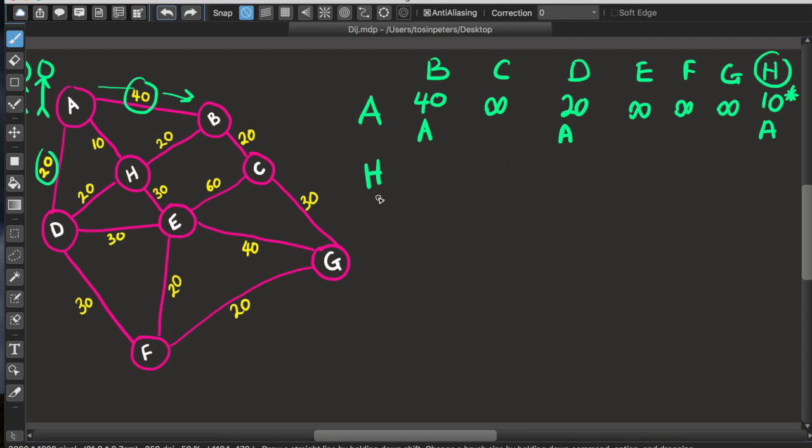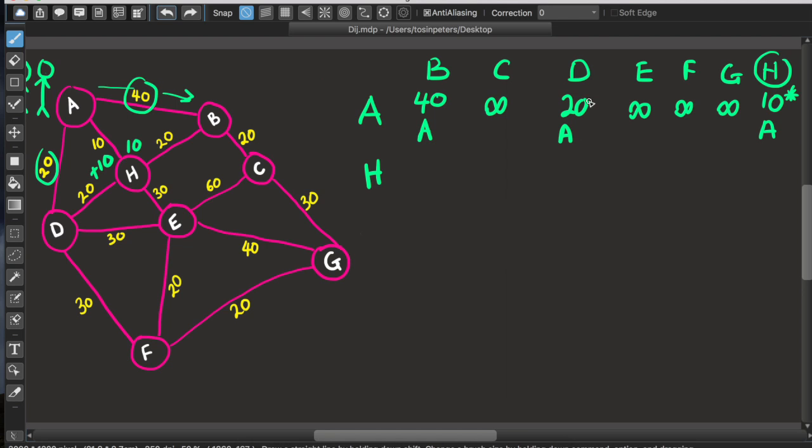So now we have H. H was previously 10, and from H to D is 20. But we have to add the 10 here, so from H to D is not 20, it's 20 plus 10, and 20 plus 10 is 30. Let's keep it here and we see H. But look at what we have here. If I keep the 30 here, what about the 20 here? 20 was less than 30, so it doesn't make sense to put 30 here. We are not going to accept this offer from H.